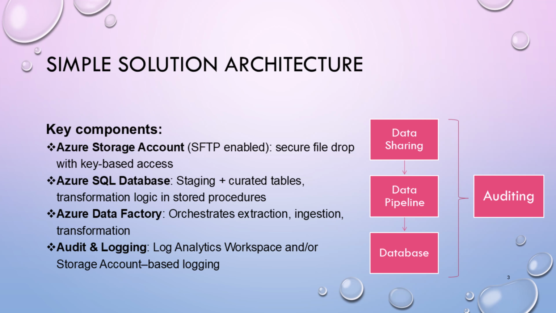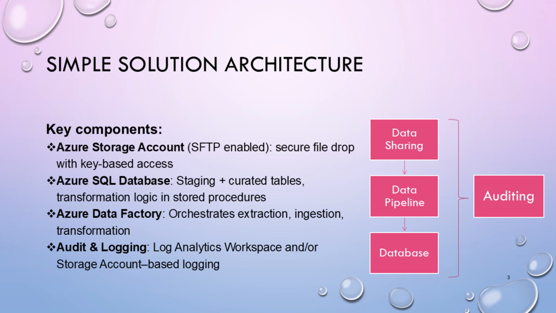At a high level, this solution has four main parts. First, we use an SFTP-enabled Azure storage account to handle secure file exchange. SFTP stands for Secure File Transfer Protocol. It's a method of transferring files over an encrypted SSH connection, using key-based authentication rather than passwords. That means data is encrypted in transit, access is tightly controlled, and credentials aren't being shared in plain text. This makes SFTP a very common choice in government and enterprise-to-enterprise integrations where security requirements are strict.